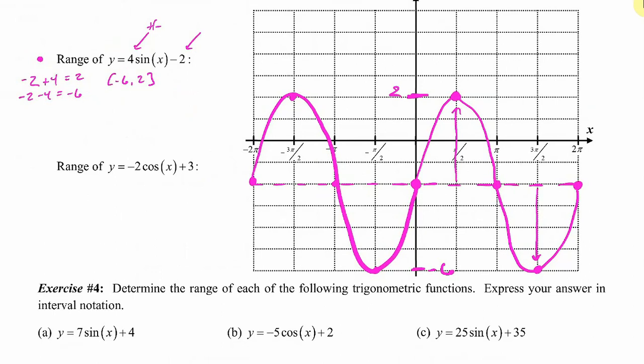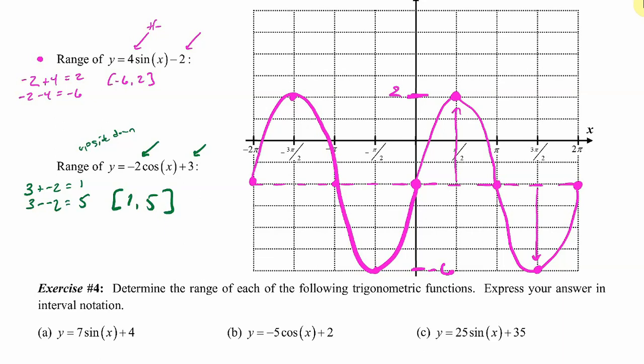The midline is 3, so we're going to shift this up 3, and from there, we're going to go up and down 2. And it's going to be upside down. That's what the negative tells us. To get our range, 3 plus negative 2 is 1, and 3 minus negative 2 is 5. The range will go from 1 to 5. Low on the left side, high on the right side.